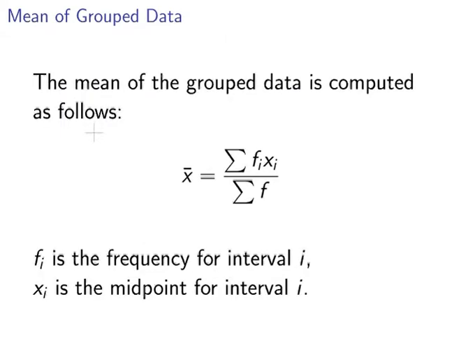So the mean for grouped data is computed as follows. We have the two summation terms here. We've already computed one. It's the sum of all the items, the total number of items. But for this one here, what we have to do is compute the frequency for interval i and multiply it by the midpoint for the interval. For each interval, we have to perform this calculation. So let's do that now.